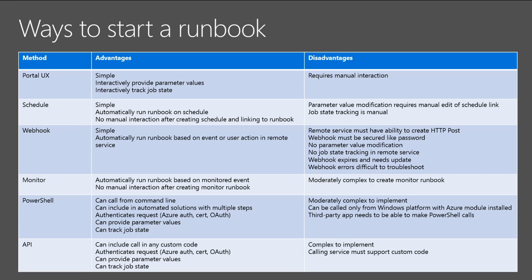Another way is you can just use PowerShell, and you can go against our API. We have an API, and we have a PowerShell module. You can work against Azure Automation, and you can start runbooks and stop runbooks and get jobs and all those things from within PowerShell in general. And you can also work, using any type of code you want, against our API.